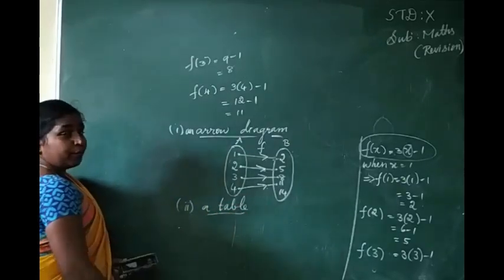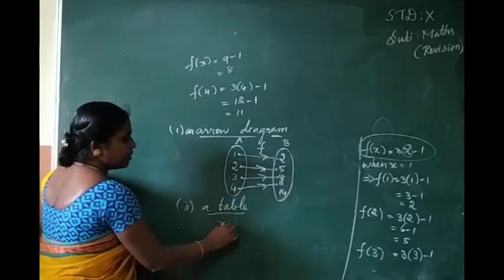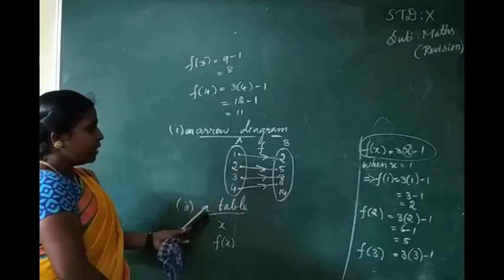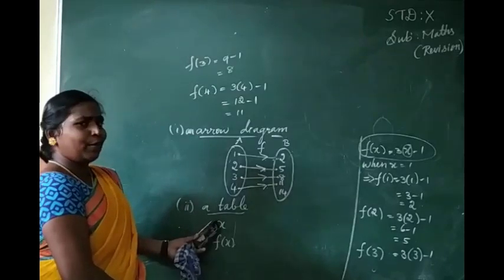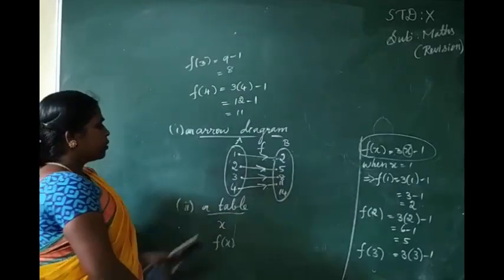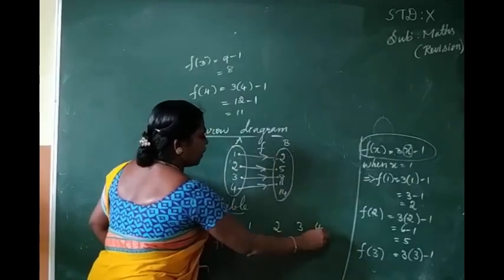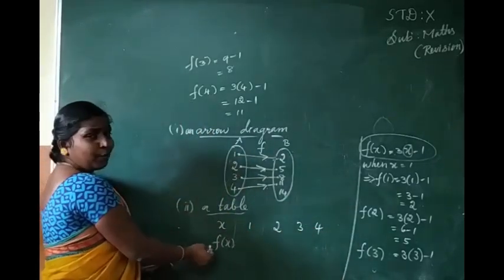For the table, in the first row you have to mention x, in the second row you have to write f of x. Okay, don't forget x, f of x. You know the value of x. What are the elements in x? So 1, 2, 3, 4. Okay. Then the f of x values.